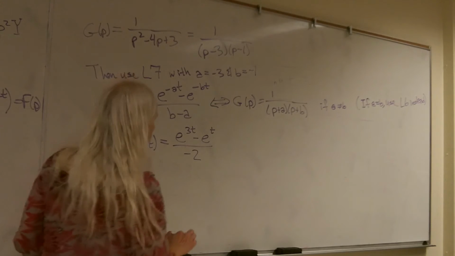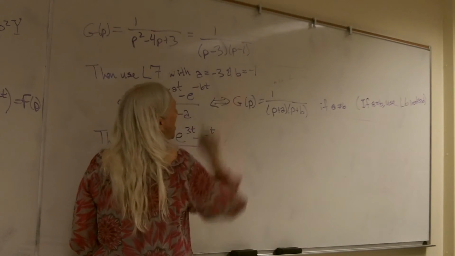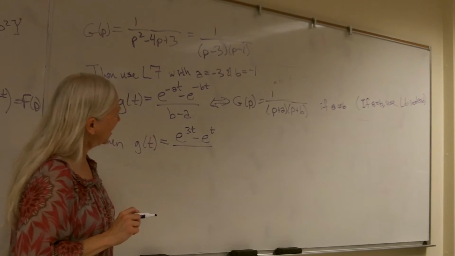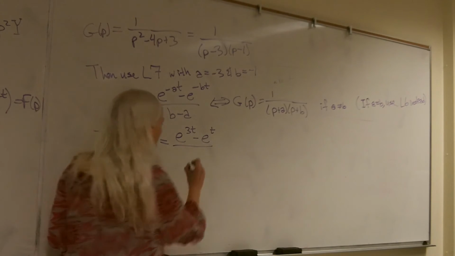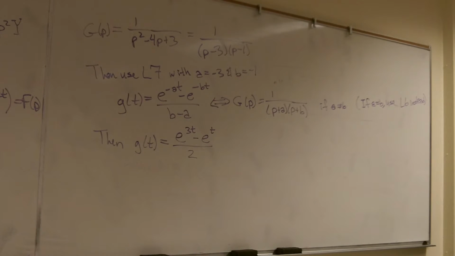Or no, it was b minus a. I did a minus b. Okay? So b minus a is minus 1 minus a minus 3. In other words, minus 1 plus 3 is 2. So the plus 2, not minus 2. Okay, so that's our little g of t.